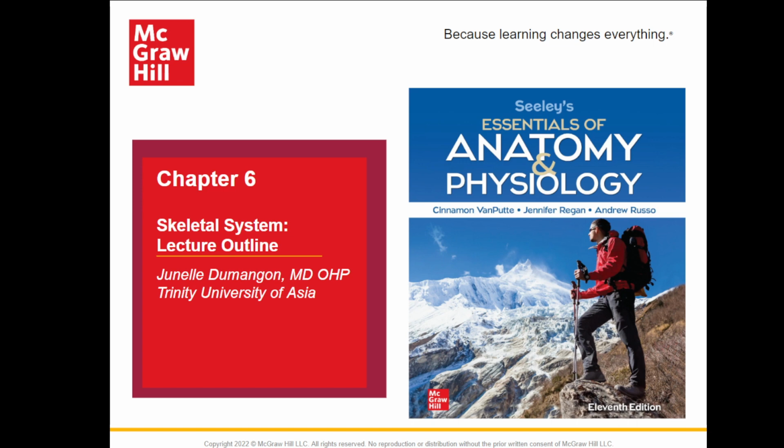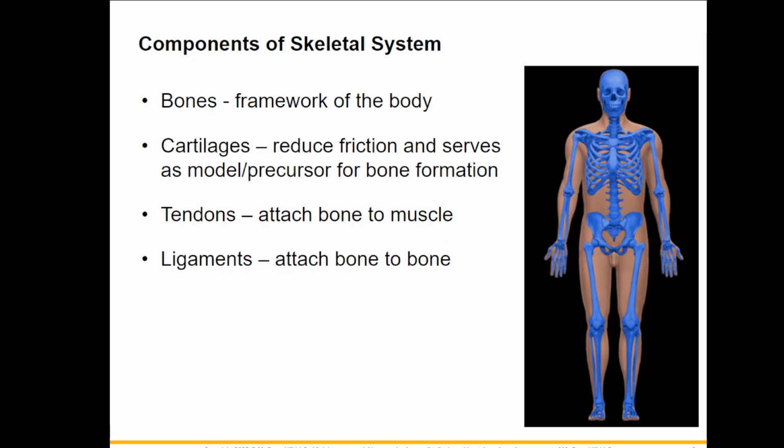So when we think about the skeletal system, I'm sure that what first comes into our mind are bones. But the truth of the matter is, the skeletal system is not only composed of bones, but of many other structures. So of course, we know that the bones, as you can see in the image, form the framework of the body, or give the overall shape of the body.